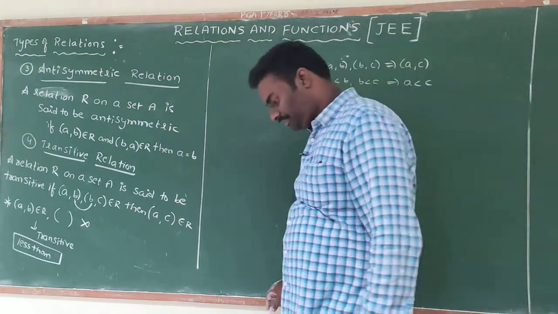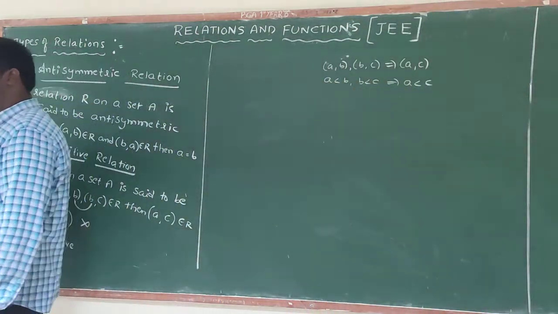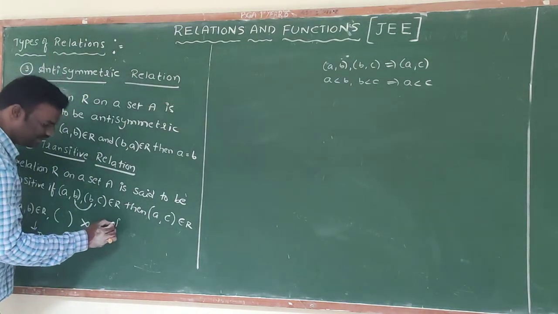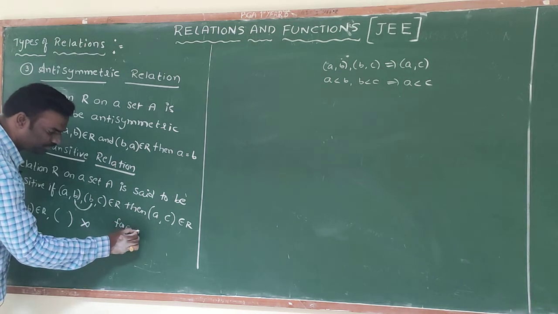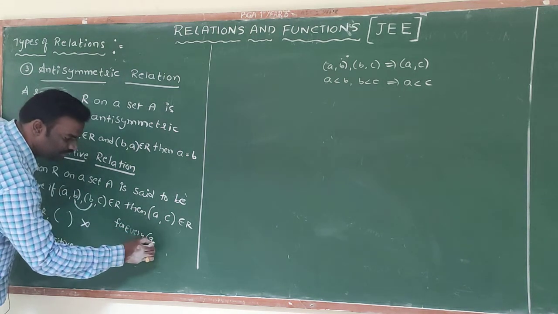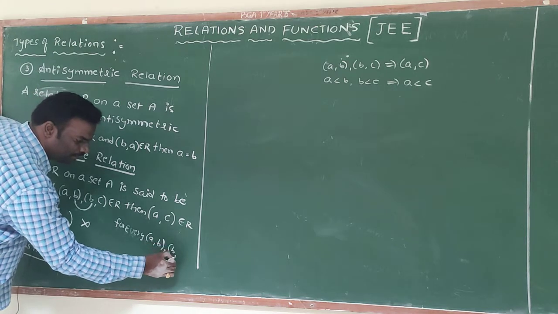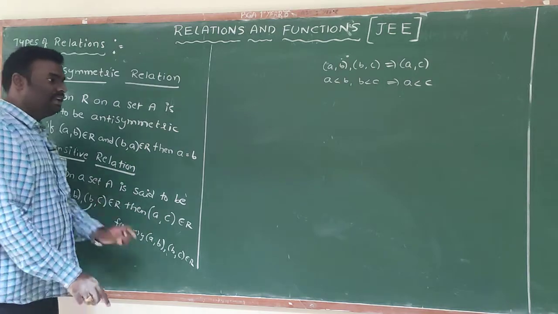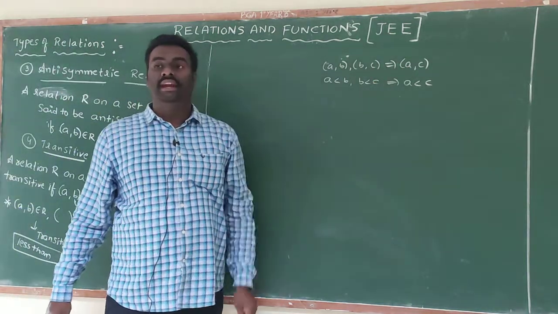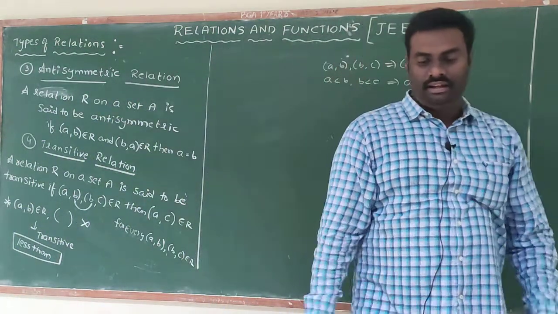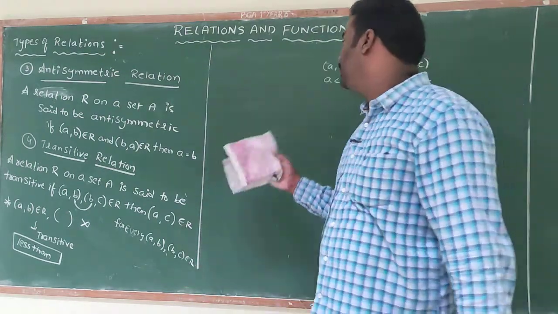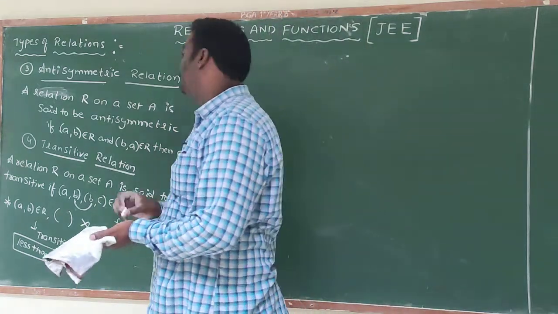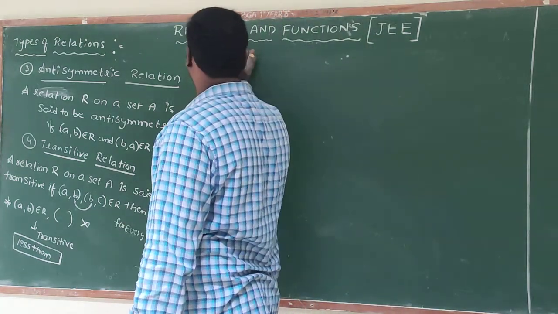That can be considered a transitive relation. But here, this condition exists for every possible pair. For every A comma B, B comma C, you need to satisfy it. Then the resultant pair will be A comma C. This is the definition for transitive relation. Now coming to the fifth one, that is equivalence relation.